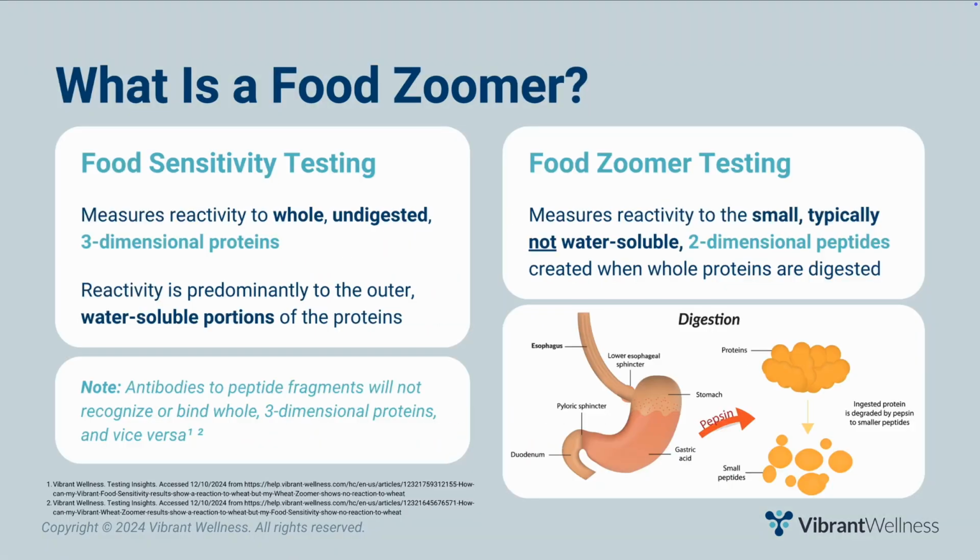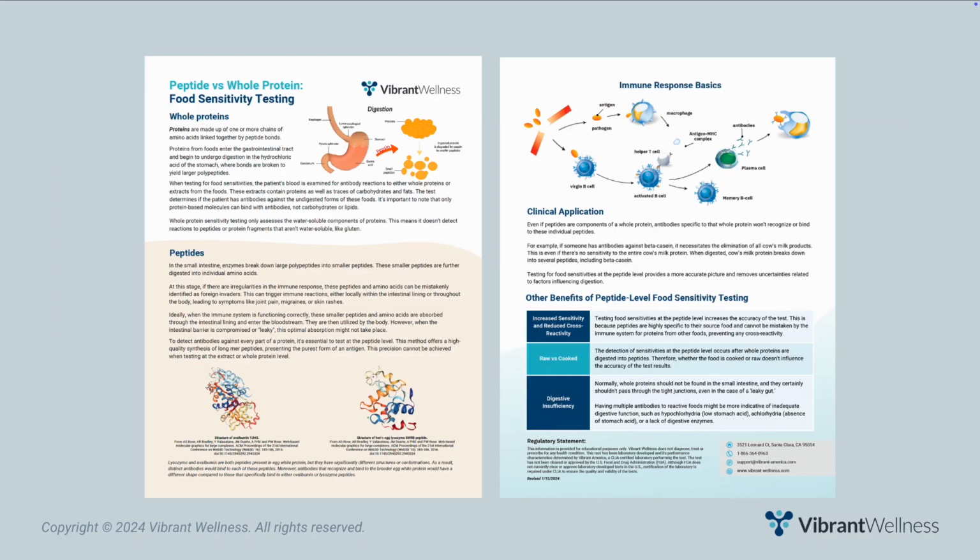Food sensitivity testing measures reactivity to whole, undigested three-dimensional proteins. Since proteins exist in an aqueous, i.e., watery environment, reactivity to whole proteins is predominantly to the outer water-soluble portions of the proteins. In contrast, food zoomer testing, like the egg zoomer, measures the reactivity to small, typically not water-soluble, two-dimensional peptides created when whole proteins are digested into small fragments. Note, antibodies to peptide fragments will not recognize or bind whole three-dimensional proteins, and vice versa. To learn more, check out the peptide versus whole protein handout in your provider portal.